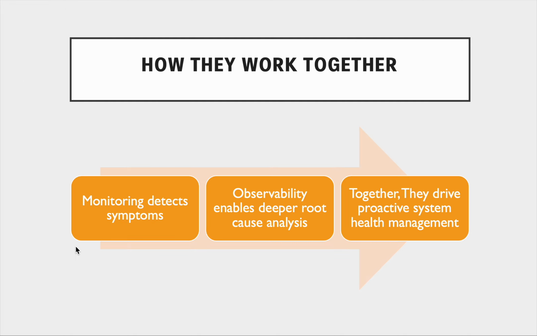How they work together. Observability and monitoring work best when they are used together. Monitoring tools alert us when something's off. Observability helps us investigate the root cause using the data signals from our services. Together, they form a strong foundation for monitoring system health and reliability.